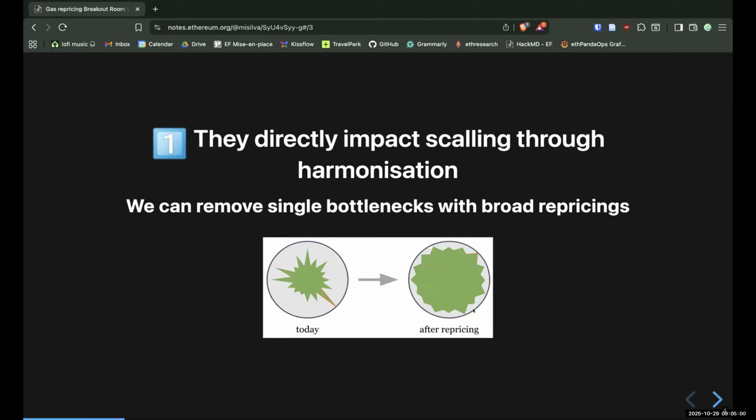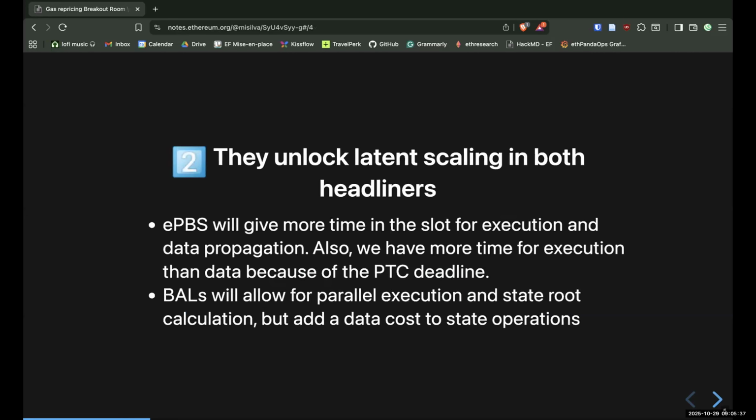So this is a diagram that Ansgar did in a talk a few months ago, and it's essentially showing that for a single resource, you have all these operations, and they each have different performances, and the single worst operation is sort of limiting the level of throughput we can have. With harmonization, making all the opcodes closer together, we are removing these single points of bottlenecks, let's say. So this is reason number one.